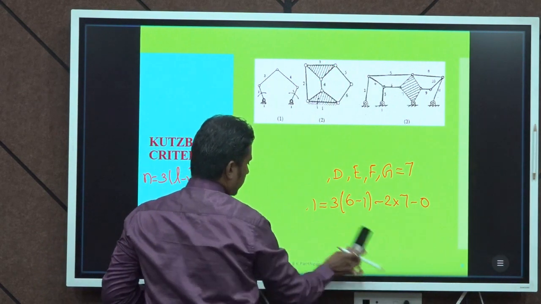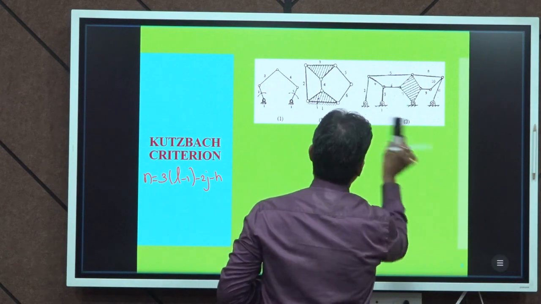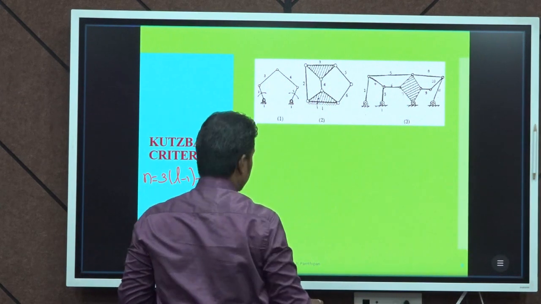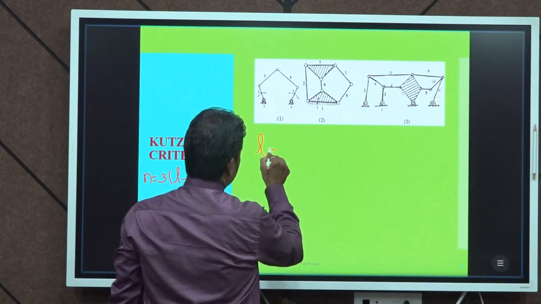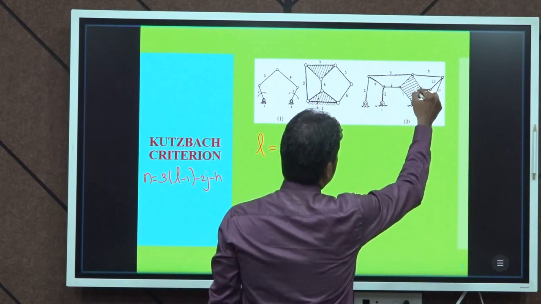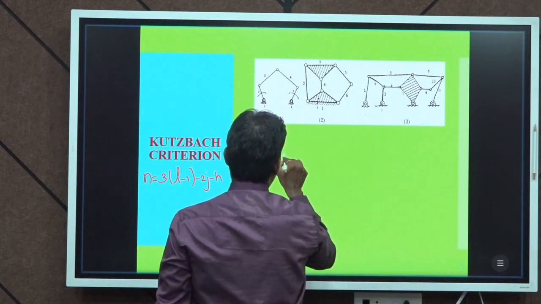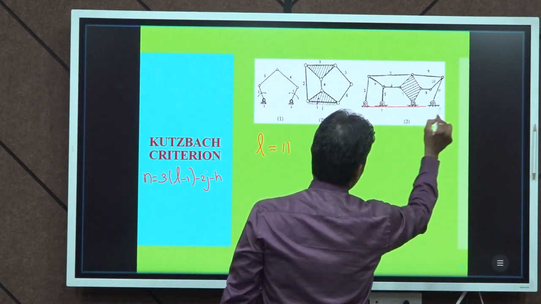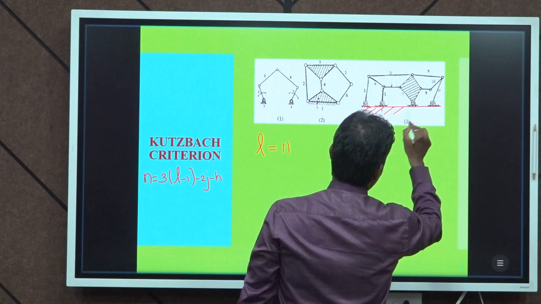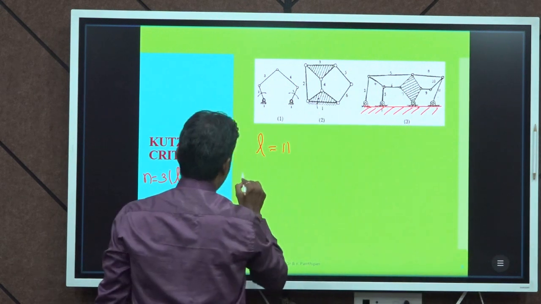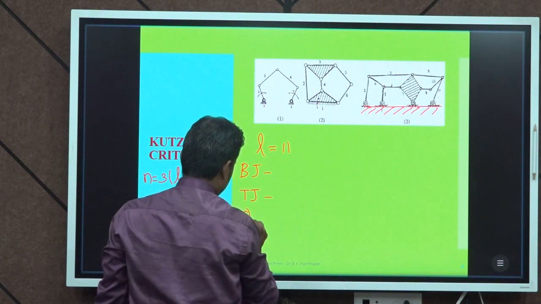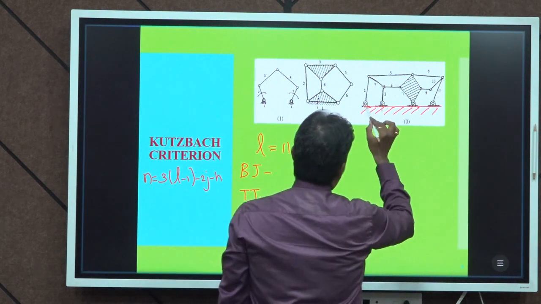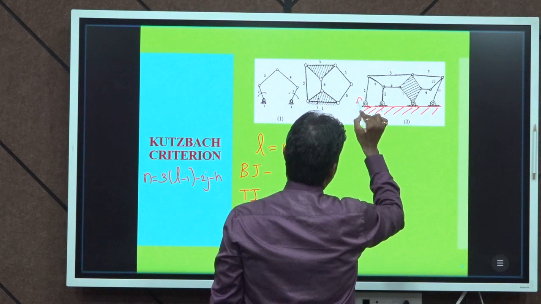Now, let us go for the last problem. This is the last problem. L 1, 2, 3, 4, 5, 6, 7, 8, 9, 10, 11. So, 11 links. Now, we are going to make a joint analysis. Link 1 is connected with link 2, this is A.